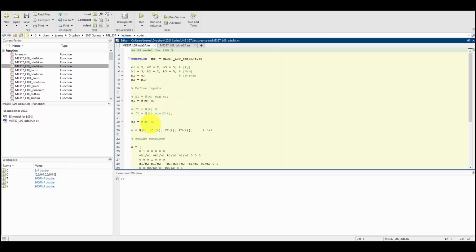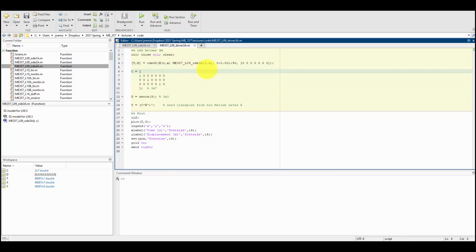Now we can modify some of these inputs here. So F1, F2, and F3. Right now they're all 0. Let's put just a simple sine function on F1 just to see how the system is going to behave. So I'll comment that out. So F1 is a sine function. F2 and F3 remain at 0. And let's see how the whole system is going to react.